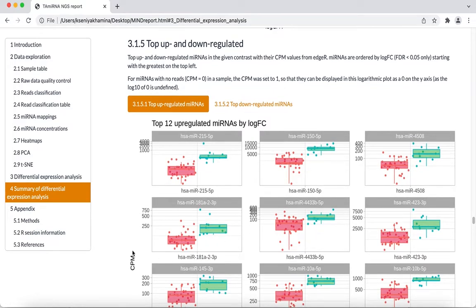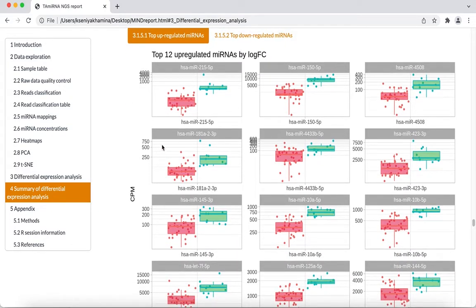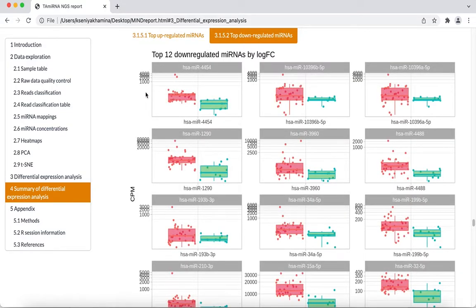3.1.5 provides us with information about top up- and down-regulated microRNAs. 3.1.5.1 provides an overview of the top 12 upregulated microRNAs between the selected groups, in our case group A and group B, by log-fold change. 3.1.5.2 provides information about the top 12 downregulated microRNAs between the selected groups by log-fold change.